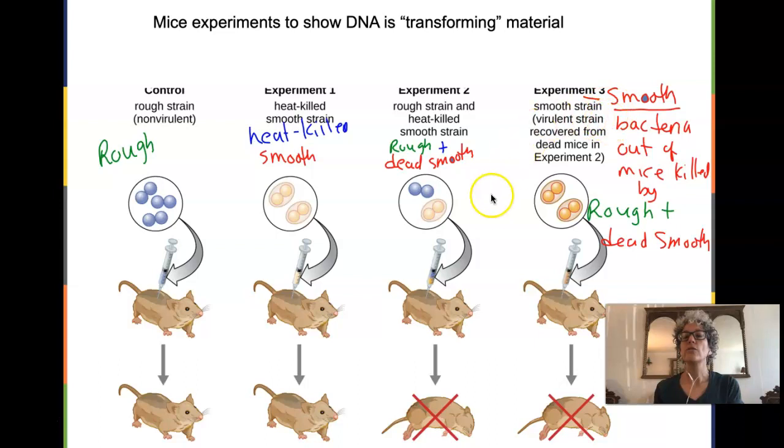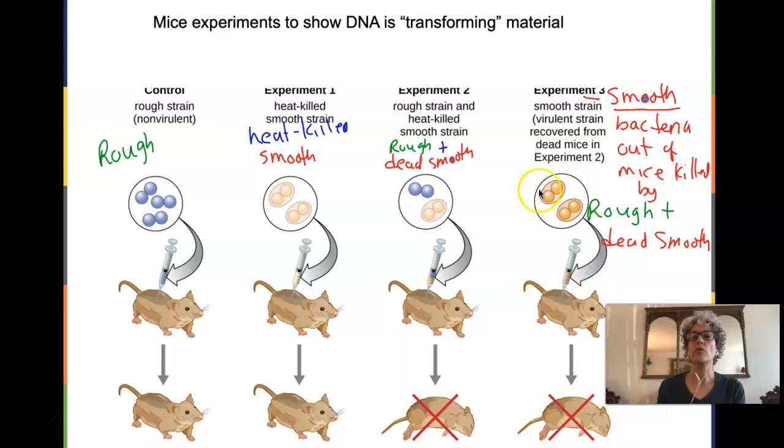And then they looked at this poor little dead mouse and extracted blood and grew that on agar, and it was a smooth bacteria. So if you have the rough bacteria and the dead smooth, you will get smooth bacteria that are still capable of killing the poor mice.